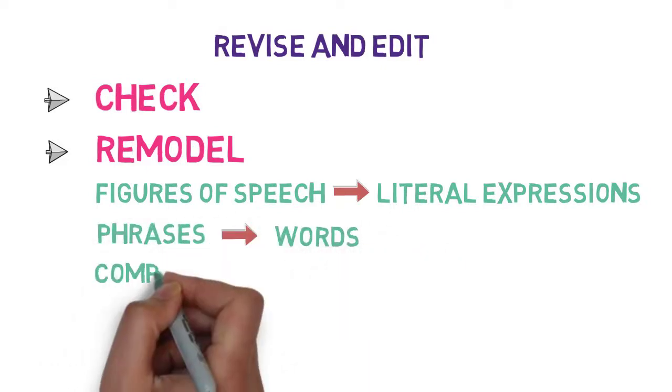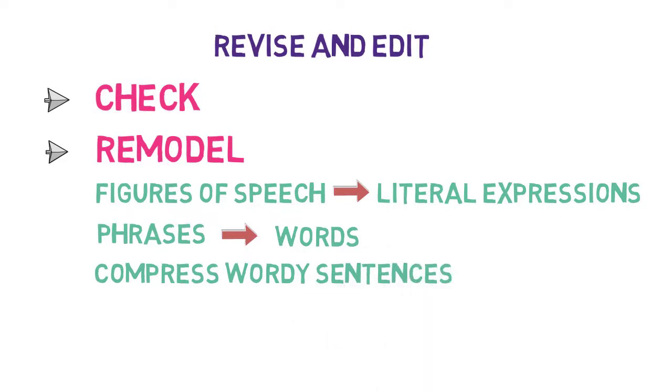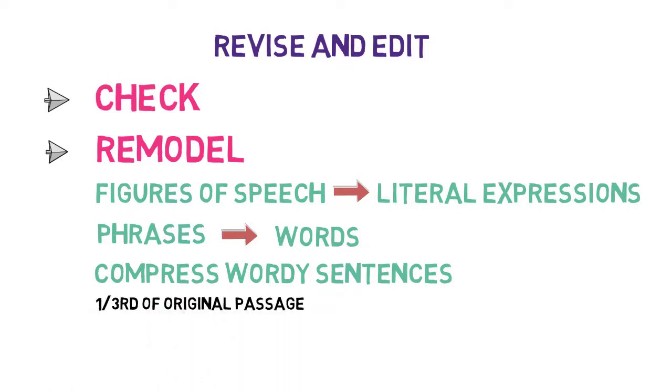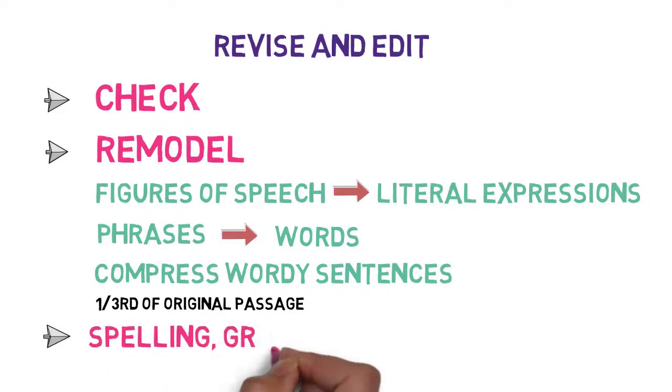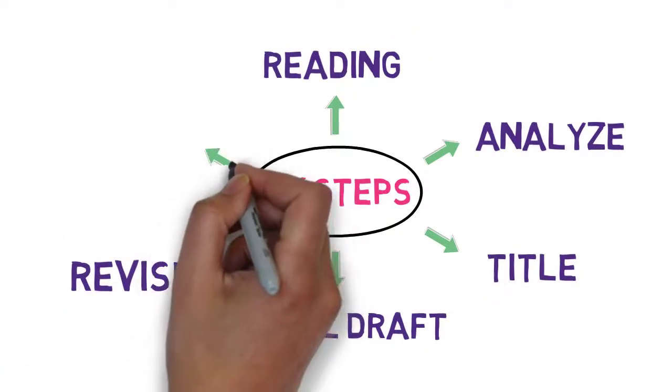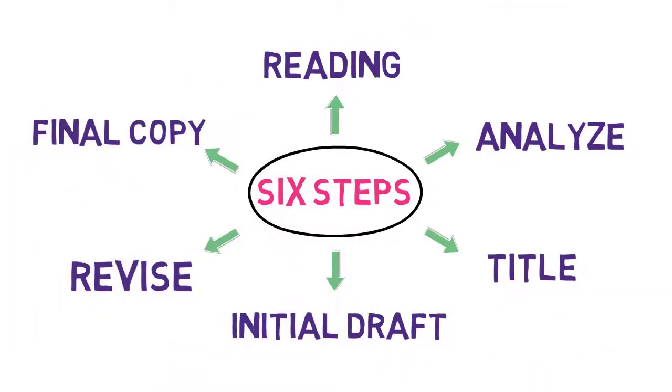And 3, we can compress wordy sentences. Remember that the size of Precis must be 1/3 of the original passage. So, make your changes accordingly. And point 3, check spelling, grammar and punctuation errors. Step 6 is the final copy. Write out neatly the fair copy under the heading you have selected. So, these are the 6 steps that need to be followed while writing any Precis.